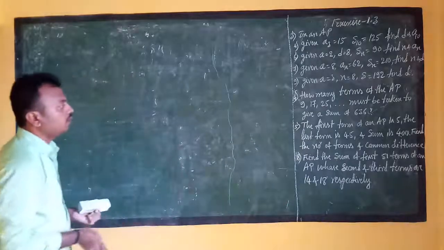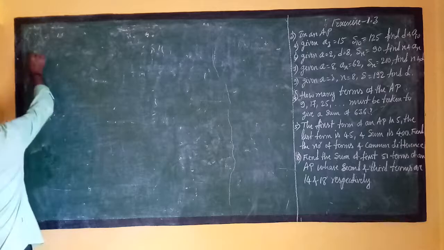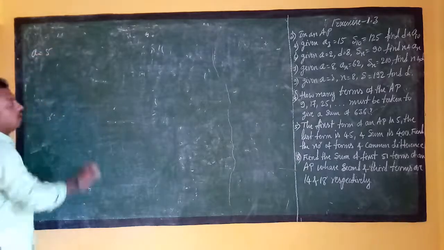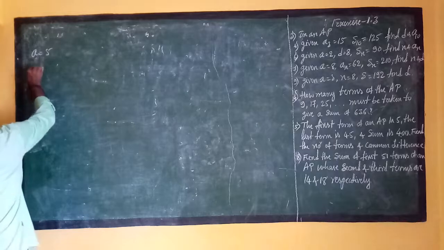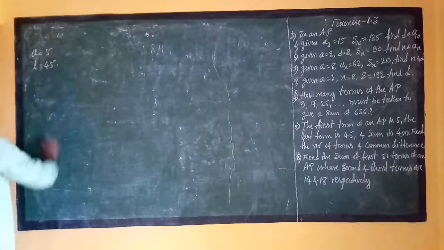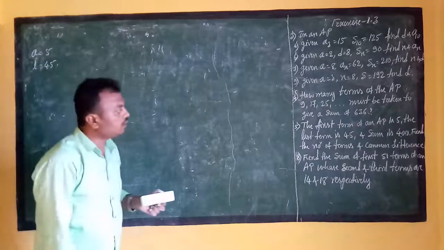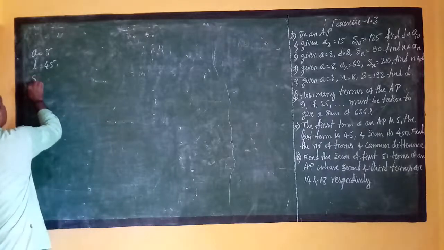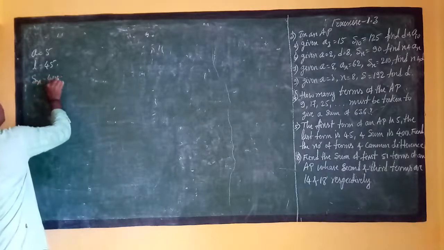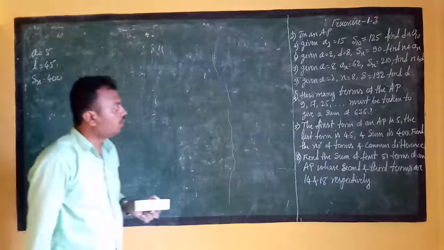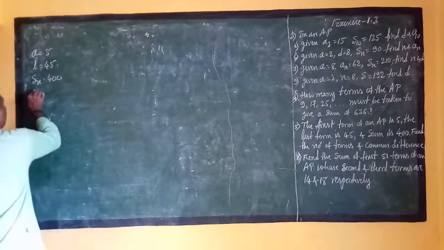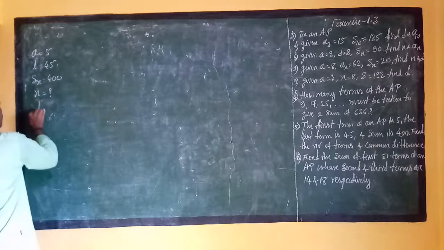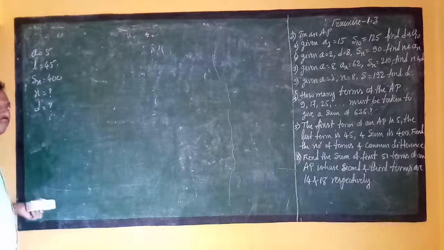Yes, students. The first term is given. First term is equal to a is equal to 5. And the last term is 45. That means l is equal to 45. And the sum is given as 400. Sn is equal to 400. Now find the number of terms and the common difference. So the number of terms n is equal to question mark, and also we have to calculate d.